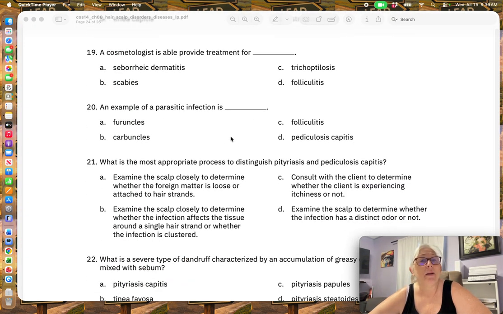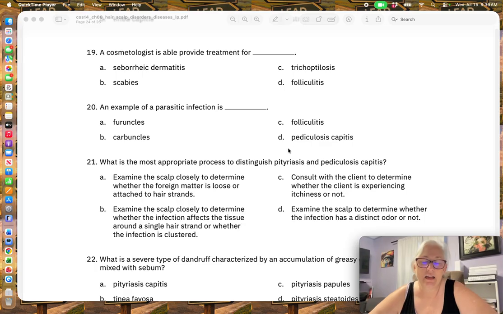An example of a parasitic infection. That's a very big word right there, parasitic. So there are other infections. These are all infections. But the only one that is a parasitic infection is going to be your pediculosis capitis, which is nothing more than head lice, right? We talked about that.